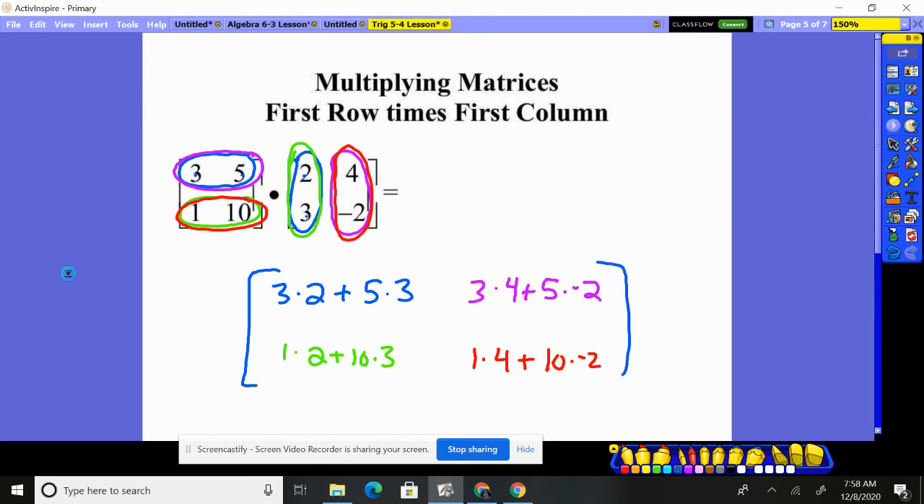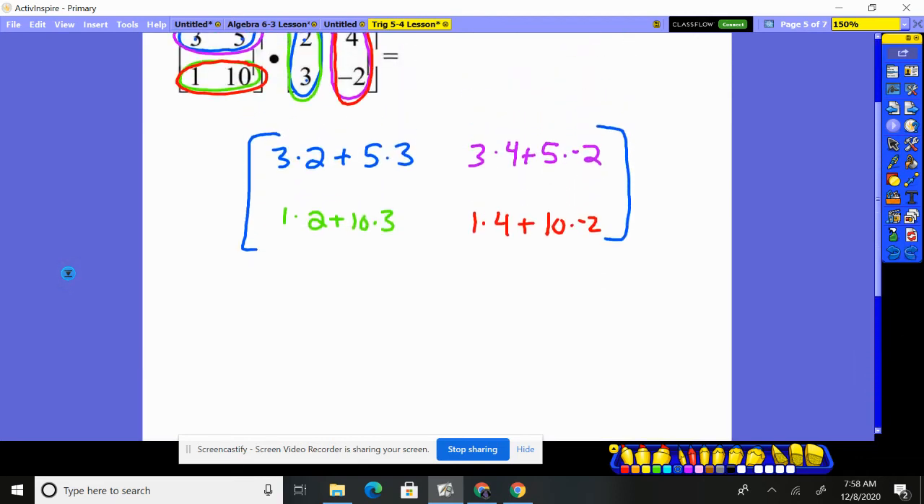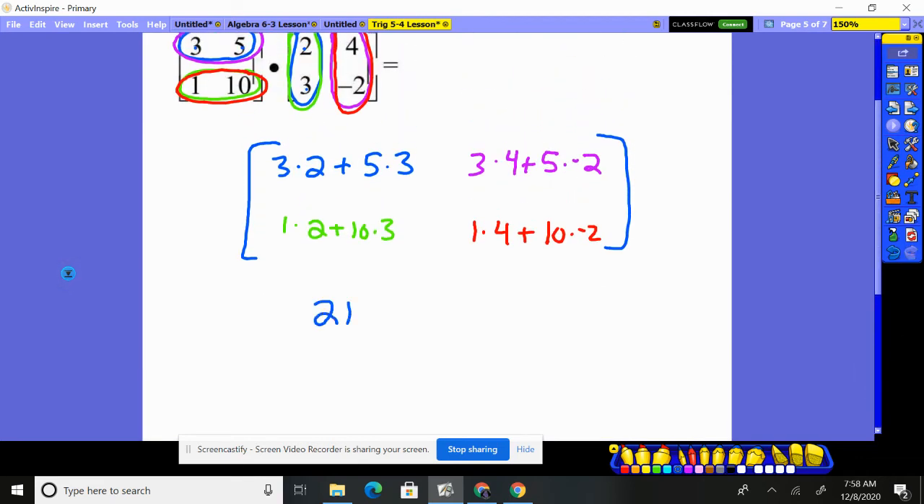And then all we're going to do is clean this up. 3 times 2, 6, plus 15 is what? 21. So I get 21, right? Now what about this? 3 times 4 is 12. 12 plus negative 10 is 2. Then I come here, 1 times 2 is 2 plus 30, 32. And finally, 4 plus negative 20, negative 16. That's what happens when I multiply that 2 by 2 matrix by the other 2 by 2 matrix.